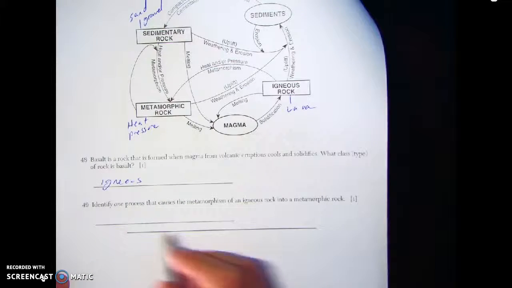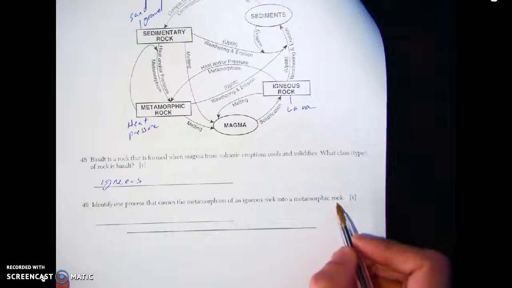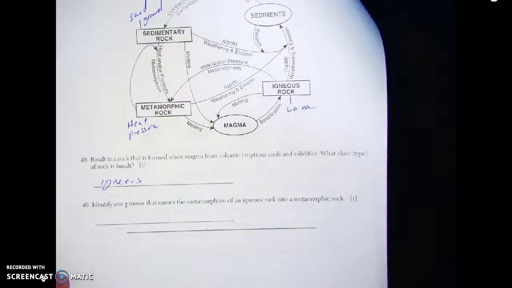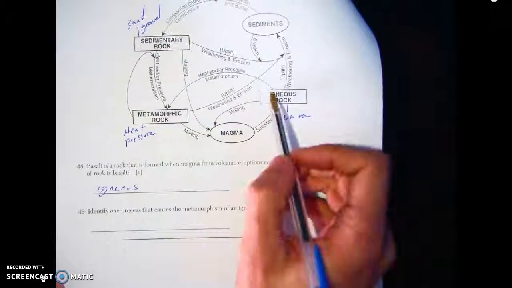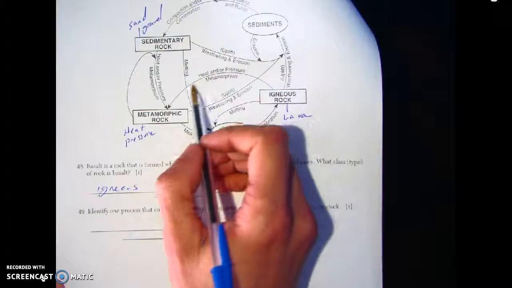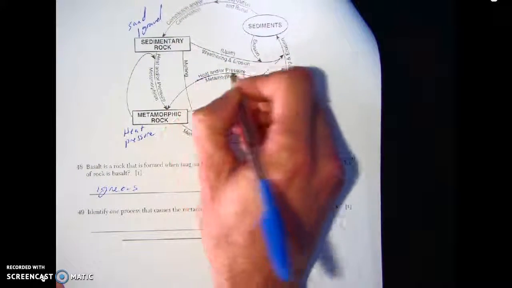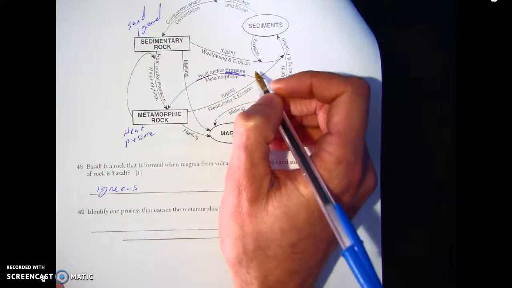And then it says identify one process that causes the metamorphism of an igneous rock into a metamorphic rock. This is basically one big flowchart. And if we find igneous rocks over here, and we follow the metamorphism arrow over towards metamorphic rock, our processes are here, heat and or pressure.